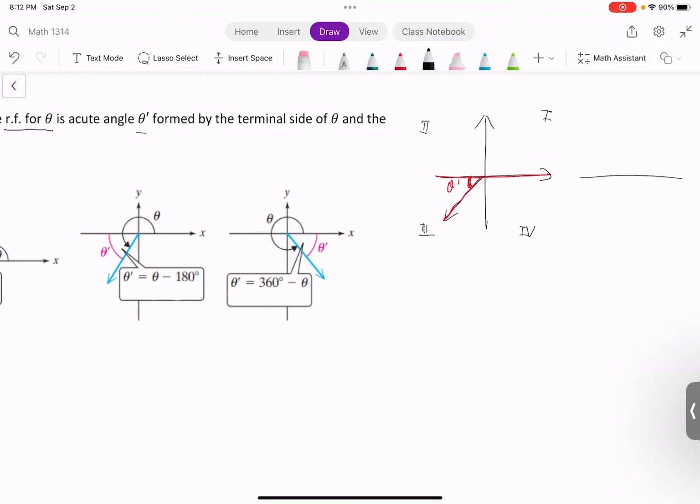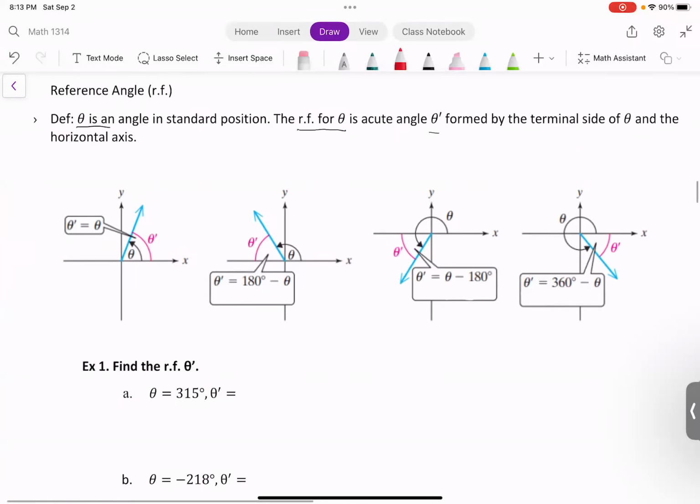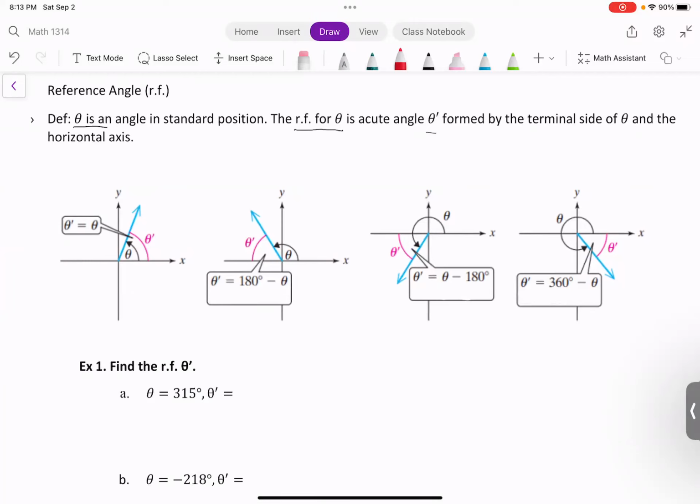If I have another angle, for example, angle theta is in the fourth quadrant, then the reference angle theta prime is here, formed by the terminal side and the x-axis, and also it is an acute angle. All right, let's see, we have 4 cases. First case, if theta is in the first quadrant, then theta and theta prime are the same. For example, if theta is 60 degrees, theta prime is also 60 degrees, the reference angle.